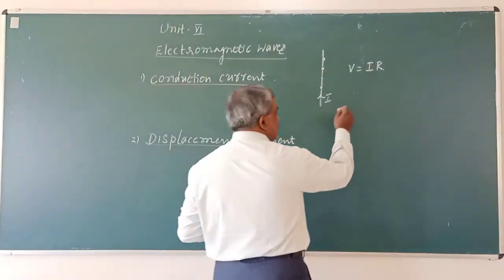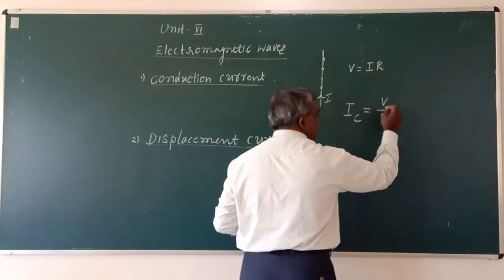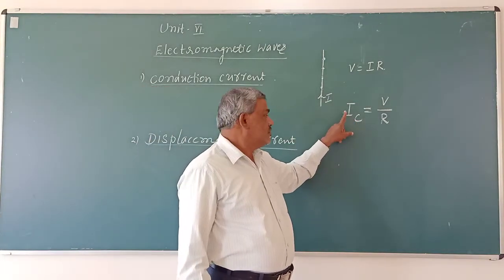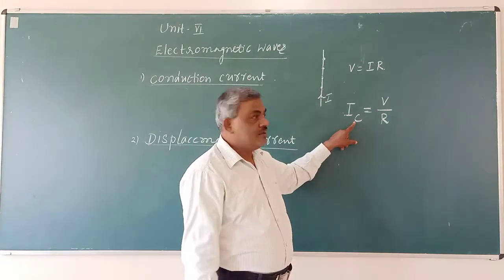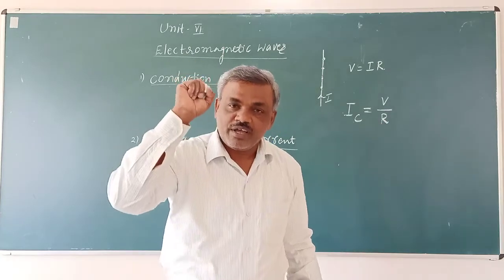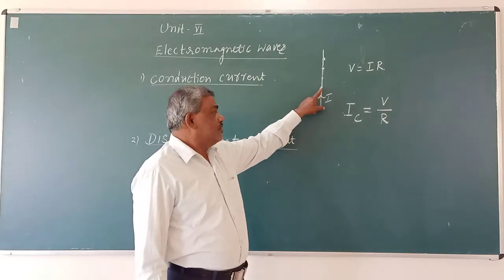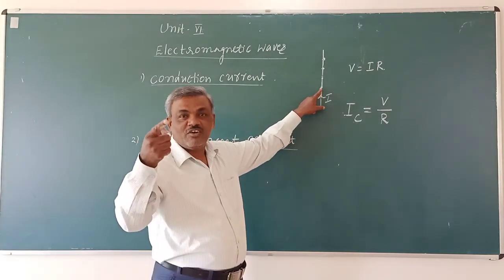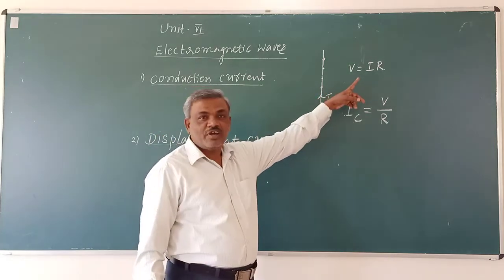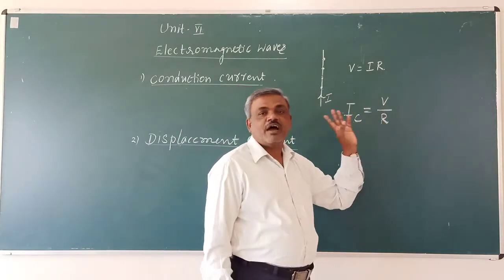Now the conduction current symbol I_C equals V by R. For the conduction current symbol I, we mention C. So I_C, which represents conduction current, equals V by R. So friends, one more time we repeat. What is a conduction current? The electric current carried by the conductor due to a flow of charges is called a conduction current. It obeys Ohm's law, V equal to IR. Then conduction current I_C equal to V by R.